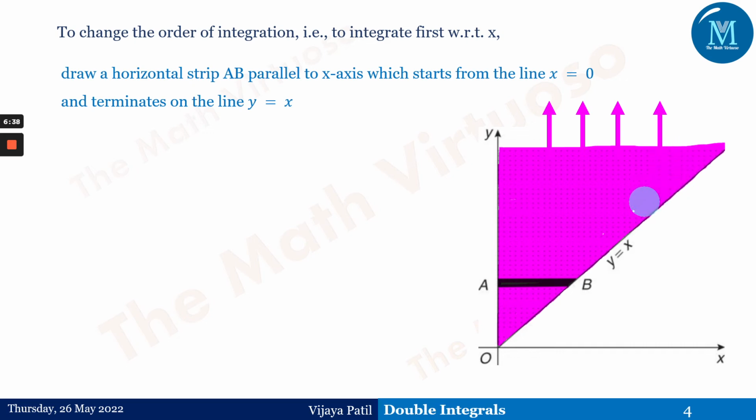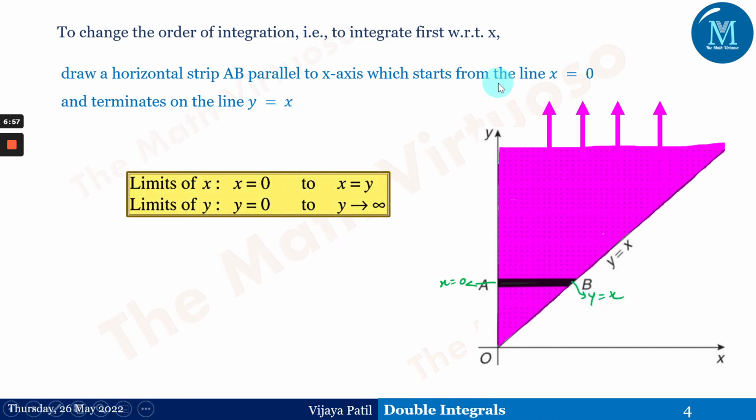Now whenever we are making a strip horizontal, we have to take care of this region. If you wanted to paint it, we have to paint it this way. And therefore this end has to be on the line x equals 0, and the other end, B, is lying on y equals x. So in this case, the limits of x are from 0 to y equals x.